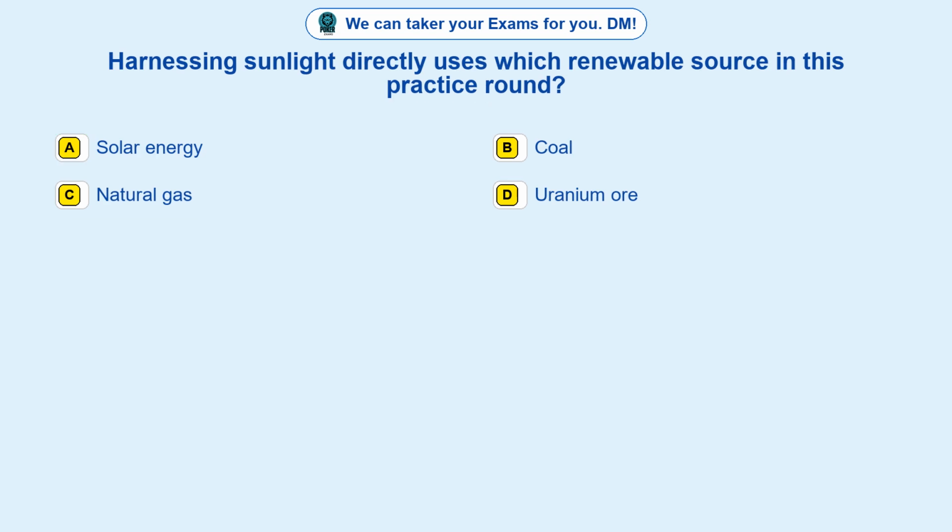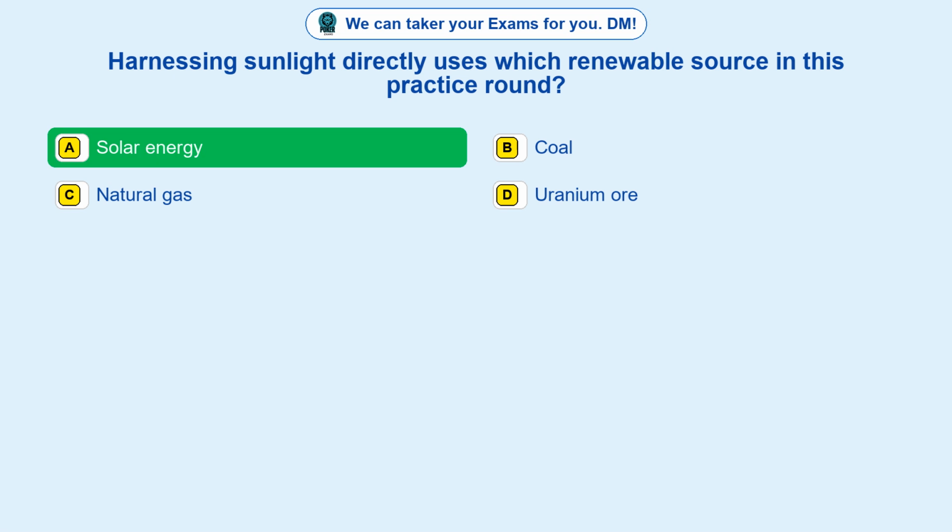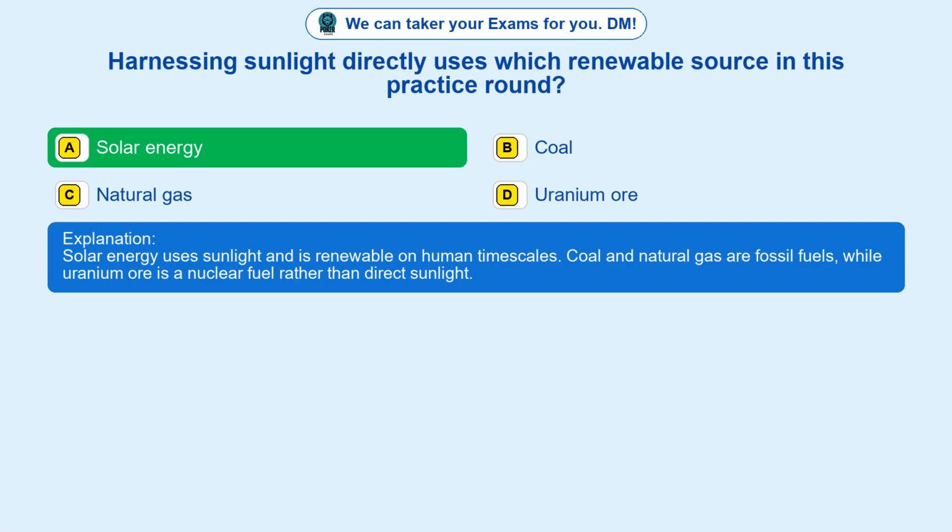Question 98. Harnessing sunlight directly uses which renewable source in this practice round? Option A, solar energy. Option B, coal. Option C, natural gas. Option D, uranium ore. The correct answer is option A. Solar energy. Solar energy uses sunlight and is renewable on human time scales. Coal and natural gas are fossil fuels, while uranium ore is a nuclear fuel rather than direct sunlight.